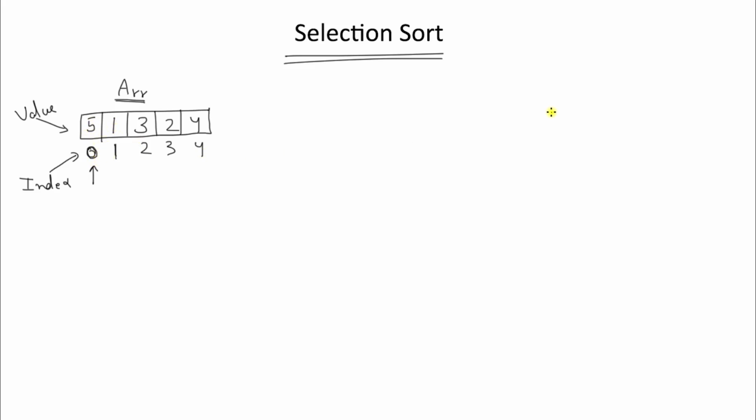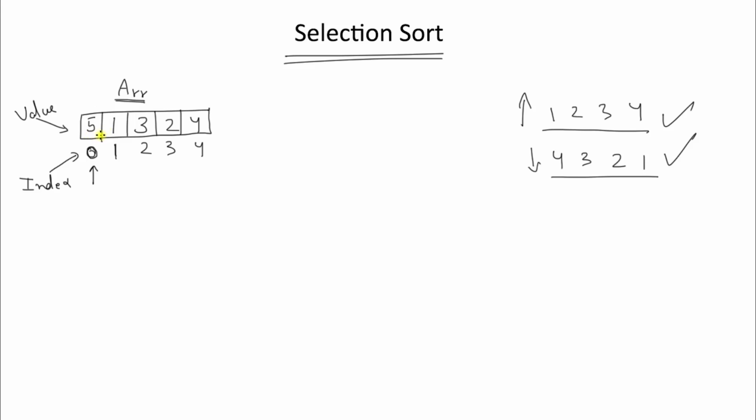So what is ascending order? Ascending order is like 1, 2, 3, 4, and descending order is 4, 3, 2, 1. Both are sorted, but this one is in increasing order and this one is in decreasing order. So this is called ascending and this is called descending order. Here we'll be looking for ascending, like 1, 2, 3, 4. So if we are looking for ascending, the correct candidate for the 0th location is 1.